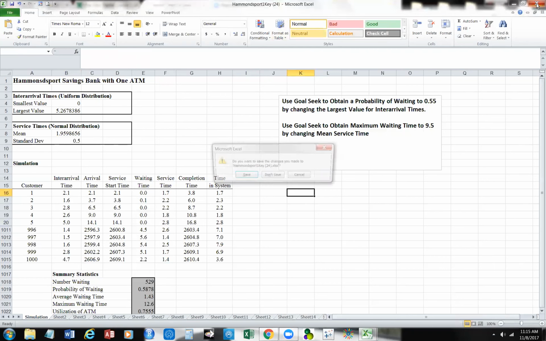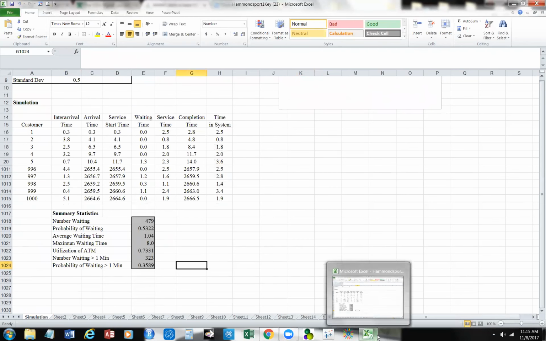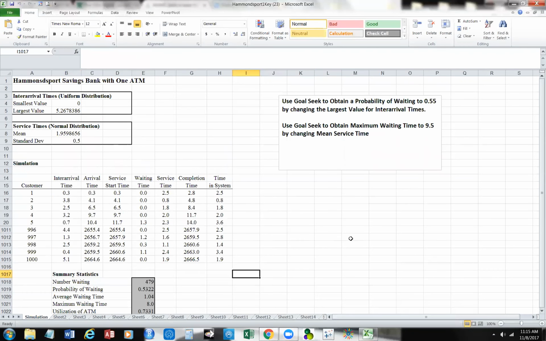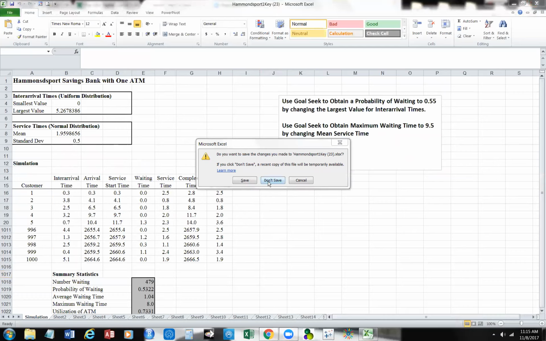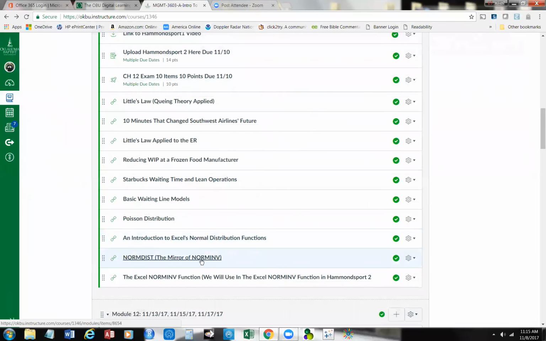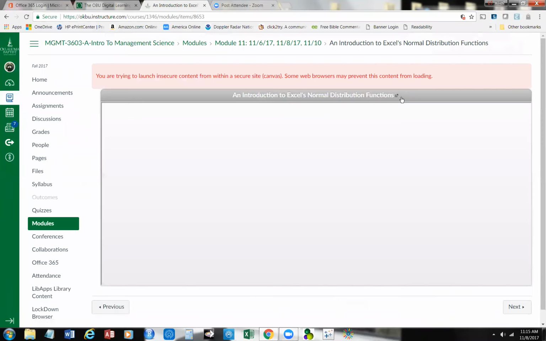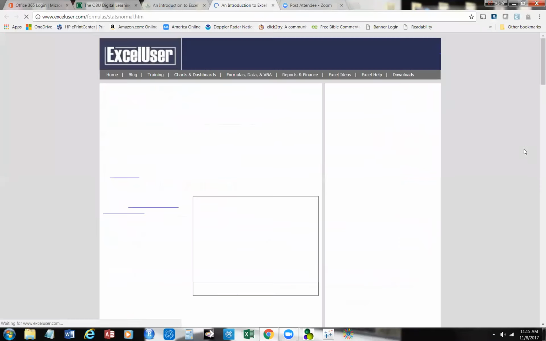Now, I'm going to close this one off for just a second, and I want to look at this second one. And here's the Hammondsport key. All right, I have that for you. And then I want to look at the norming burst. Now, this is a short introduction to the normal distribution functions.